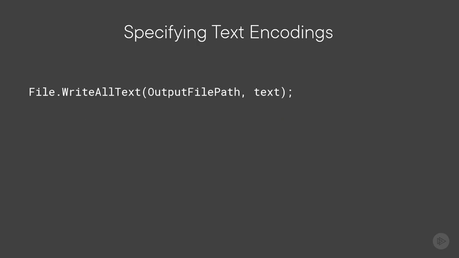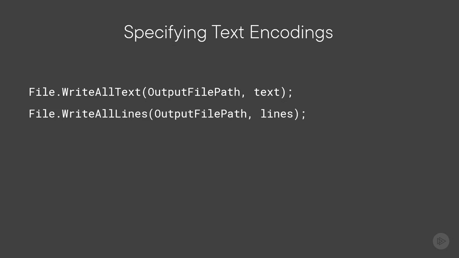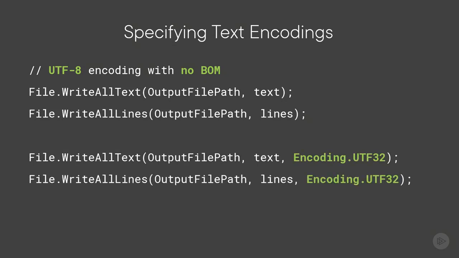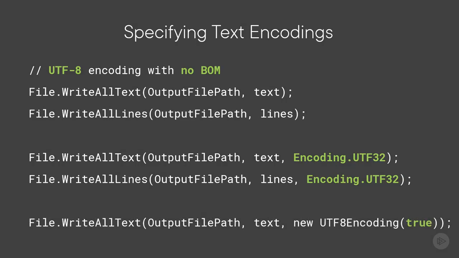In the previous demo, we also saw the WriteAllText and WriteAllLines methods in action. By default, these two methods use UTF-8 encoding, and they don't output the byte order mark to the output file. There are overloads of these two methods that allow us to specify an encoding. And once again, if you don't want to use the static properties of the Encoding class, or you want to specify some custom encoding, you can do so by creating an instance of the specific encoding class and configuring it. In this case, we're using UTF-8 encoding, and we're specifying true in the constructor parameter to actually output the byte order mark.